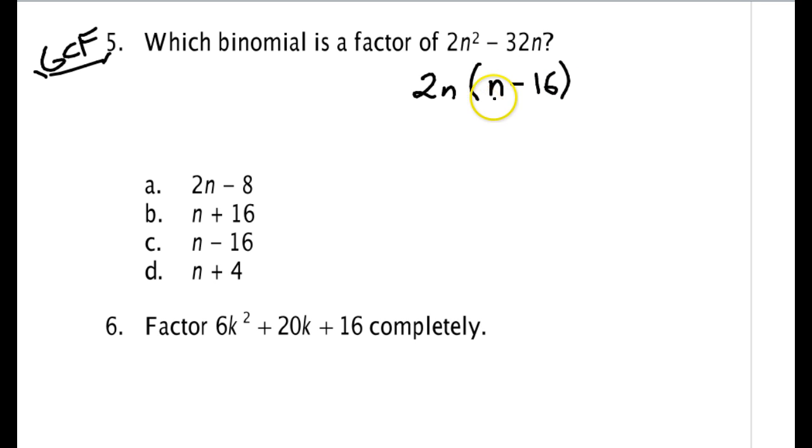Alright, and then you can see, binomial, the prefix means 2 terms. And we see here we have two factors. One of them is a monomial, one of them is a binomial. I'm talking about the one with 2 terms.